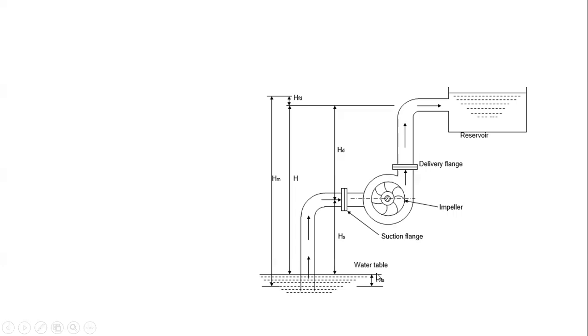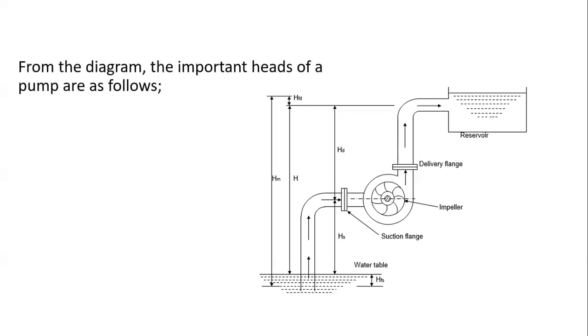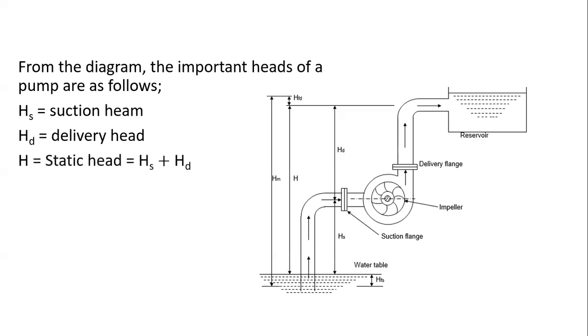Now here we have various heights, or we call them heads. The first one you can see is this distance from the water table to the center of the impeller. We call it the suction head. Then the other one, running from the center of the impeller all the way to the delivery end, that is our delivery head. Then when you add the two, you have what is known as the static head, delivery head plus the suction head. But we also need to take care of the losses.